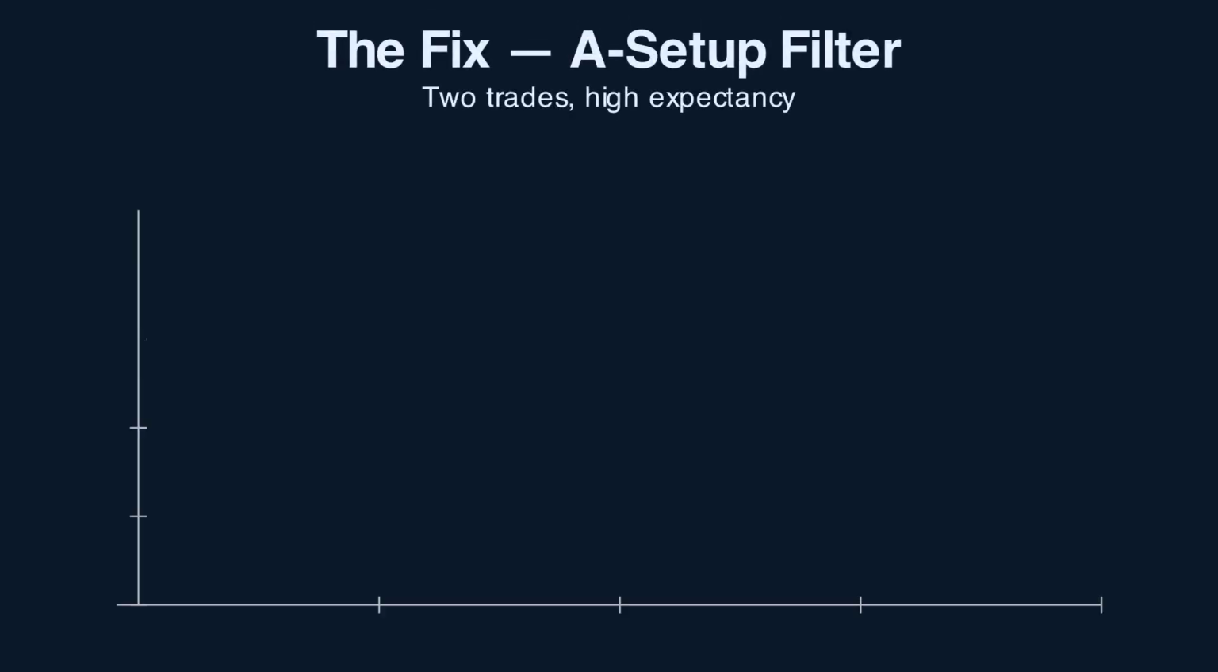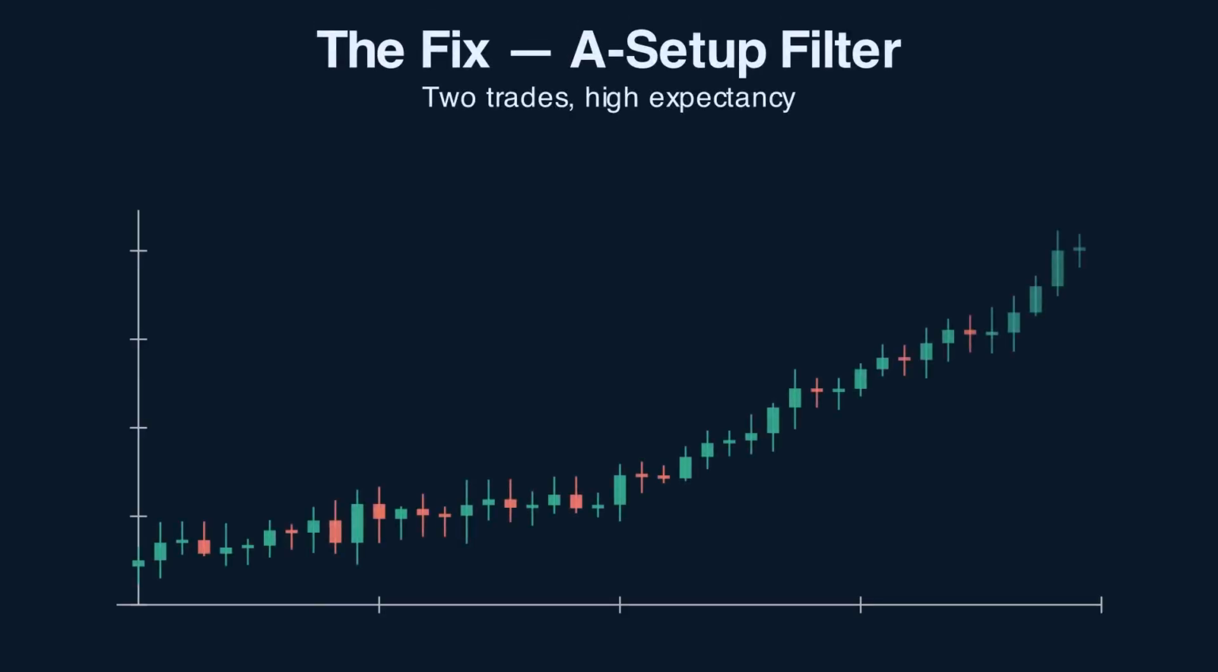Now with the A setup filter, the trader passes on 18 of 20 signals. They don't meet the 3-factor minimum. They take the 2 that do. Both are profitable. One is a multi-hour winner. The equity curve climbs steadily because the A trades aren't being dragged down by B trade noise. Lower stress, lower transaction costs, higher expectancy. The same skill applied with stricter filtering.